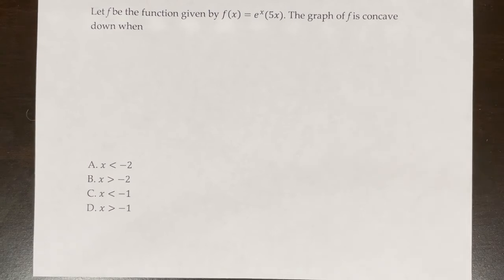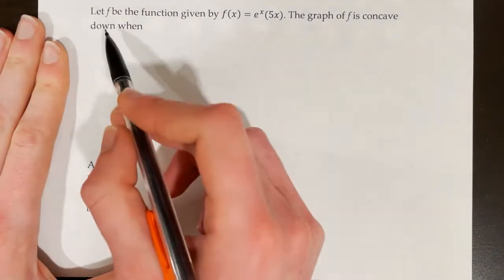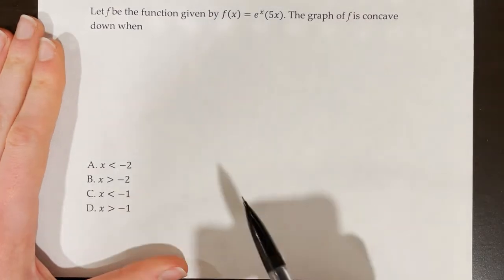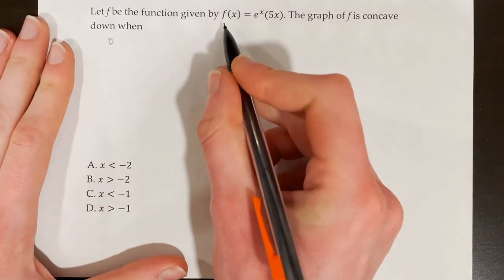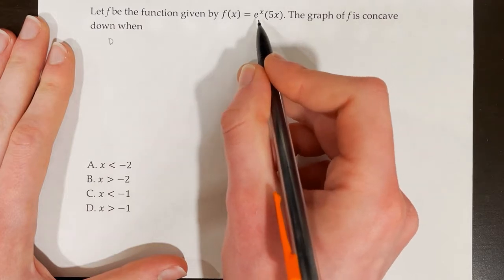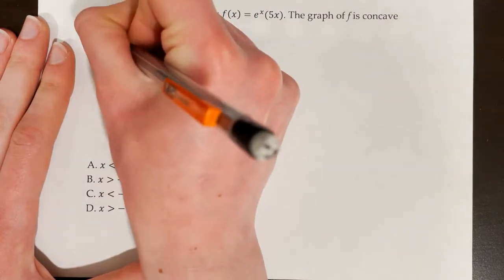Let f be the function given by f of x equals e to the x times 5x. The graph of f is concave down when, and then we have these intervals. So first step is to identify the domain of the function. The domain of f in this case is going to be all real numbers because you can plug in anything that you want for x.